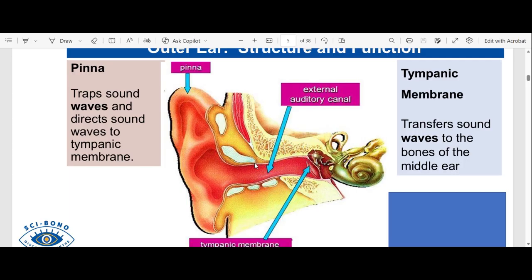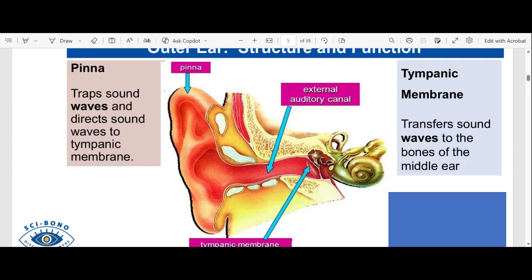So this is the auditory canal. What do you find inside this auditory canal? You find wax, cerumen. Cerumen glands produce or secrete wax. So this is where you find your wax. And our auditory canal leads to our tympanic membrane.